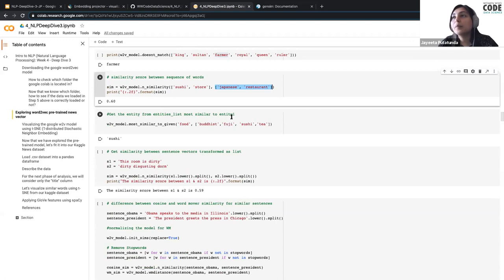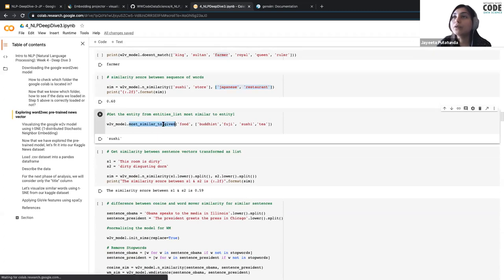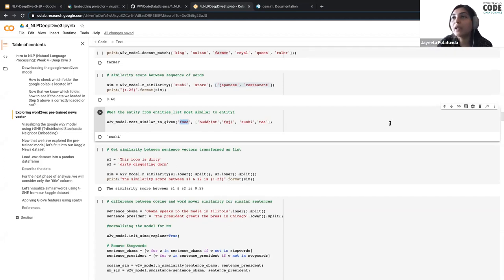Great. So another example, just to give you multiple folds of understanding of how you can utilize it, is this method called most similar to given. Say there is a list of tokens and I want to identify only which one refers to the word that I want to refer to. In this list, you have Buddhist, Fuji, sushi, and tea, but you want to find only the one most similar to the word food. Then you would see that sushi comes out as the word that you want to extract from the whole sentences. It can be as big a sentence or as big a token list as you might have, and you can utilize this function in this way.